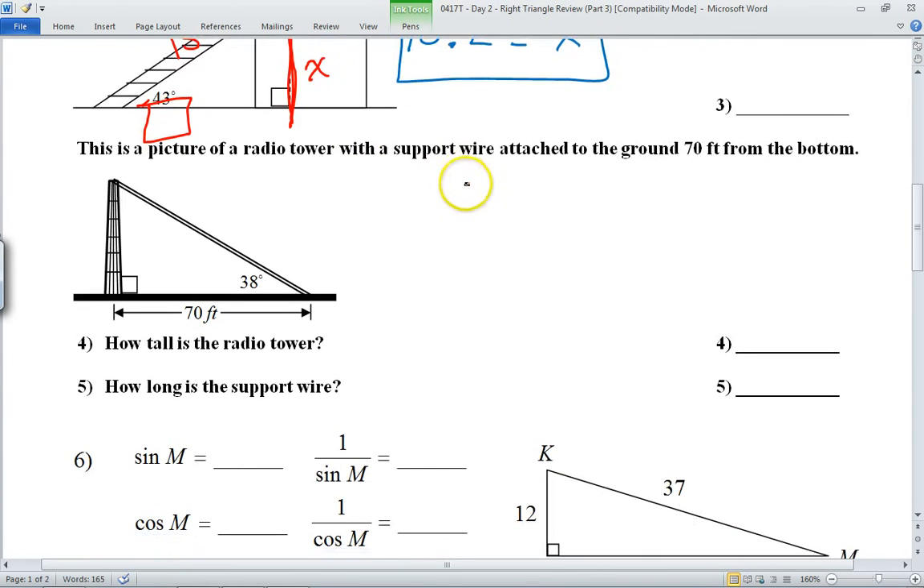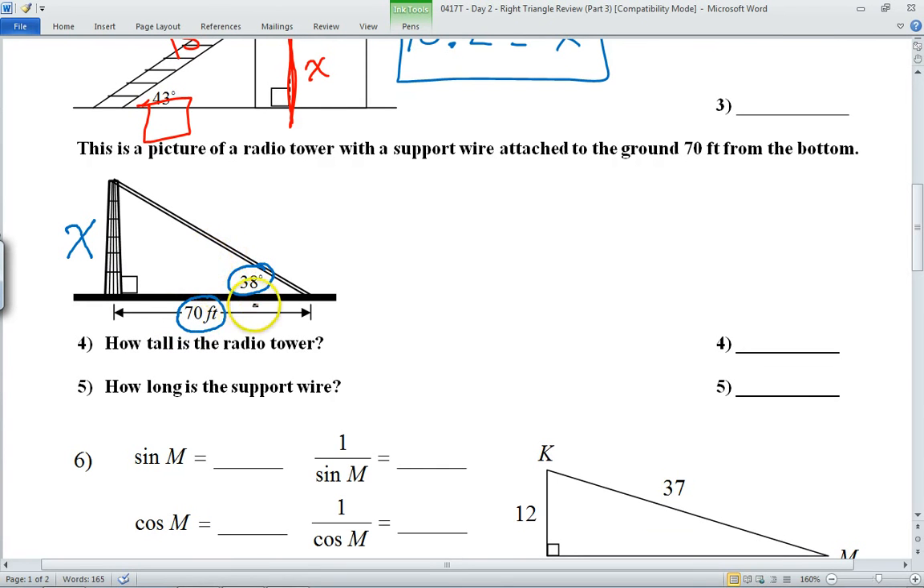This is a picture of a radio tower with a support wire attached to the ground 70 feet from the bottom. So we've got this picture. How tall is the radio tower? Well, that's going to be this length right here. I'll call it x. What trig function am I going to use? Look at the 38, look at the 70, and look at the x. Which trig function is this?